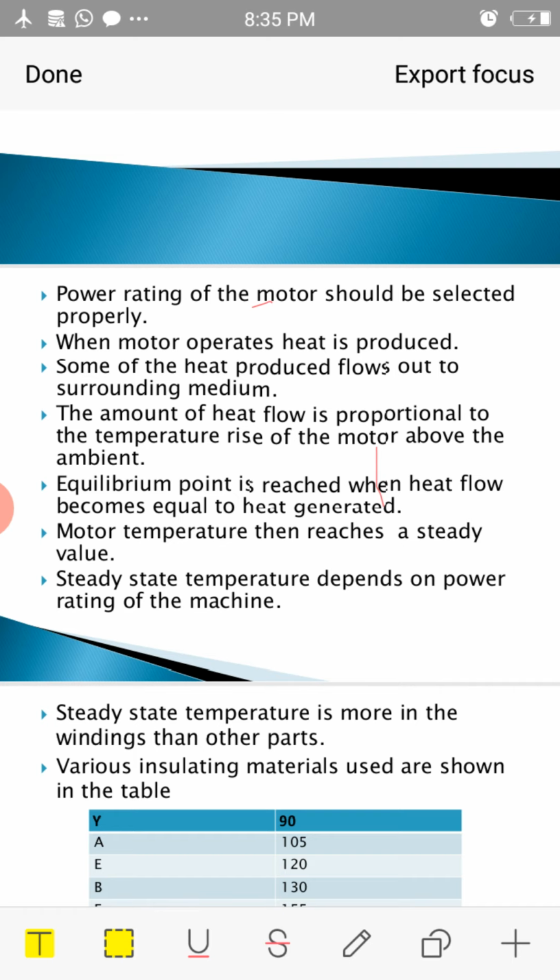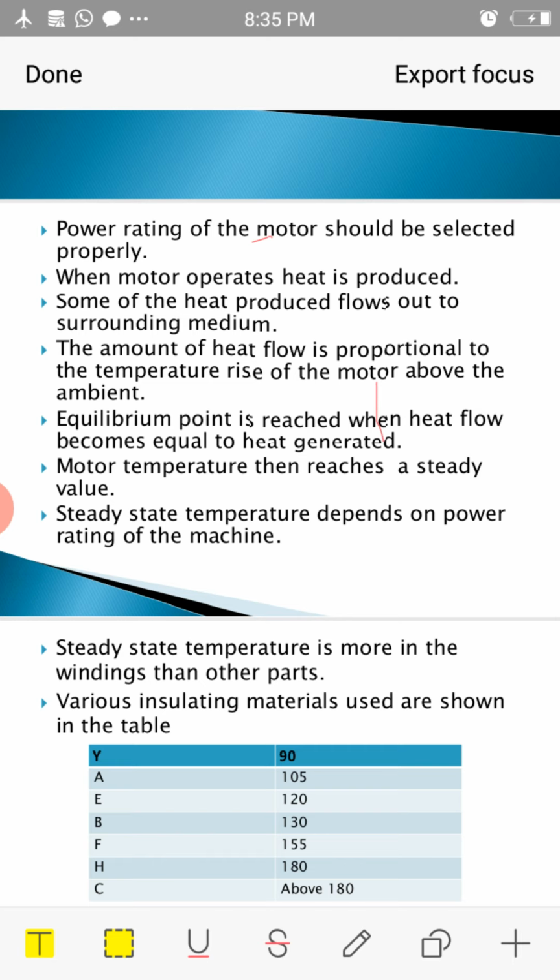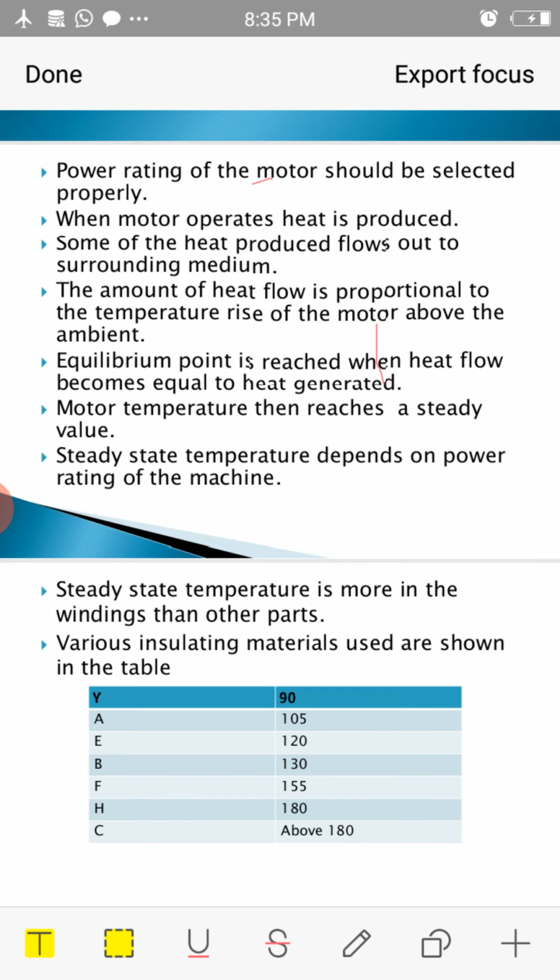Okay, so next, when the motor operates, heat is produced. Initially, when the motor is switched off, the temperature of the motor will be equal to the ambient temperature. As the motor starts, its temperature is going to increase because of the various losses in the motor, mainly eddy current loss and hysteresis loss, which together are called iron losses, and there are also copper losses, called I square R losses. Because of these losses, the temperature of the motor is going to increase.